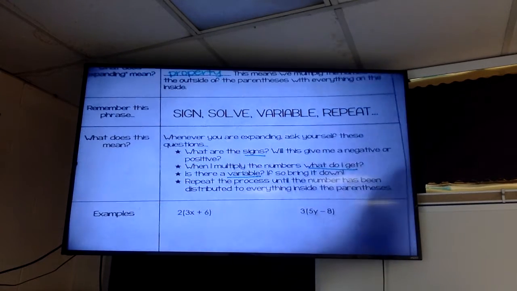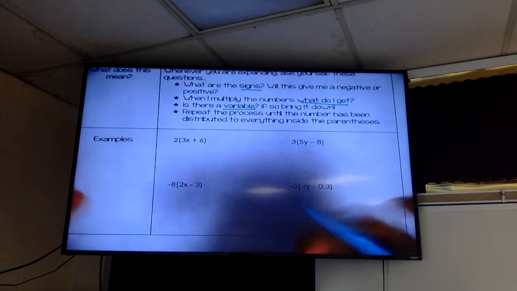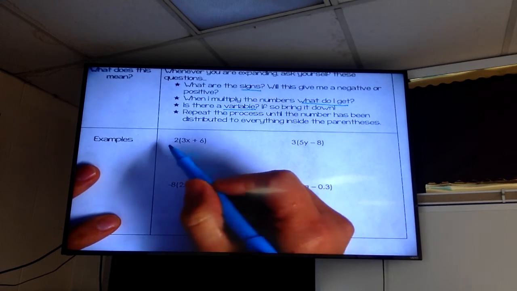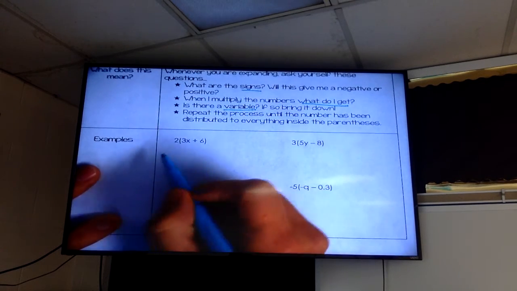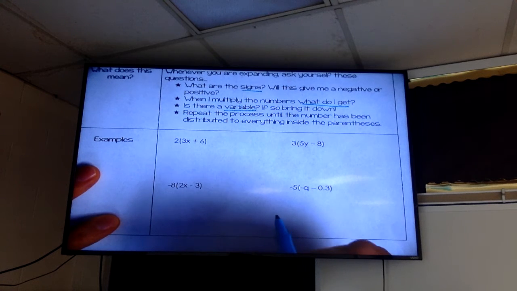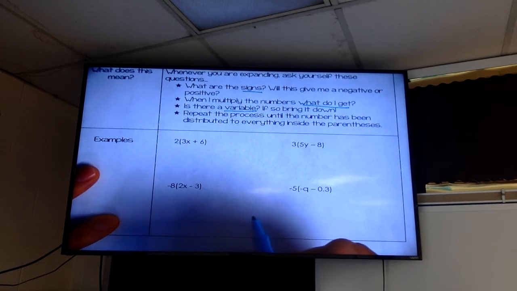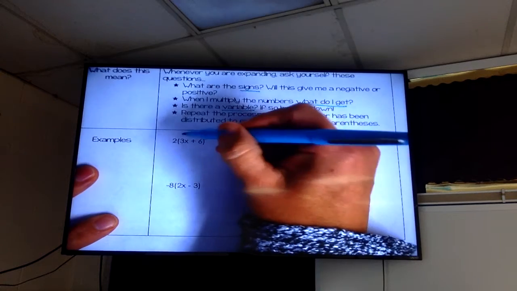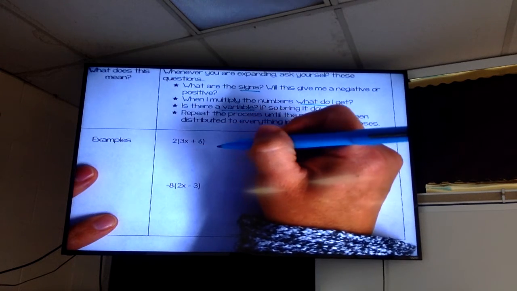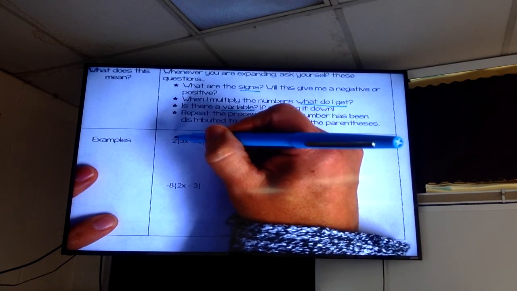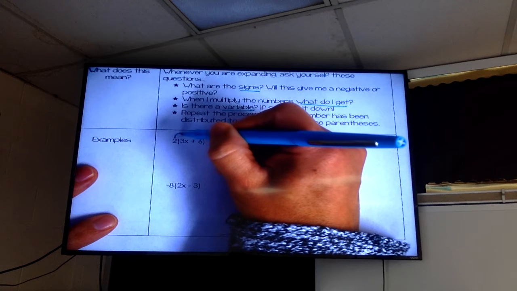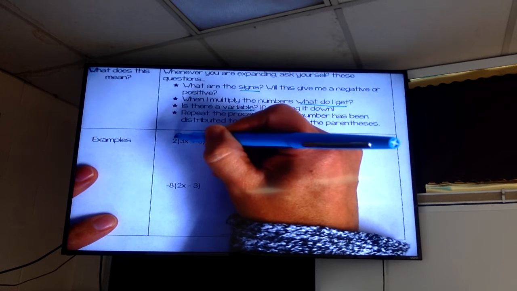So last year when you did the distributive property, I'm not sure if you did it with variables. I know you did it with whole numbers, and you were only doing it with positive numbers, and this year we have it with negative numbers also. So I'm going to look here. I have 2 times 3x plus 6. So everything on the inside needs to be multiplied by 2.